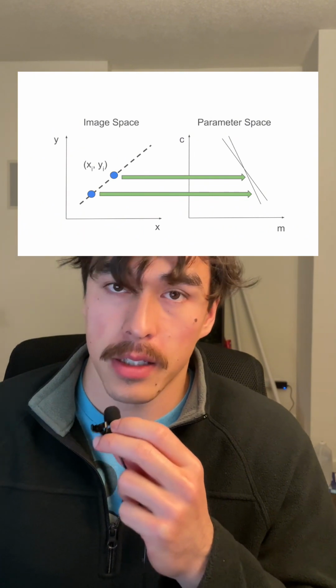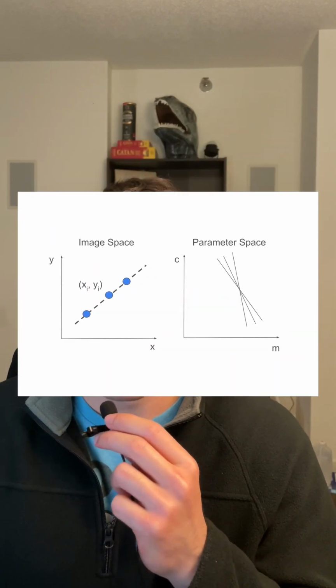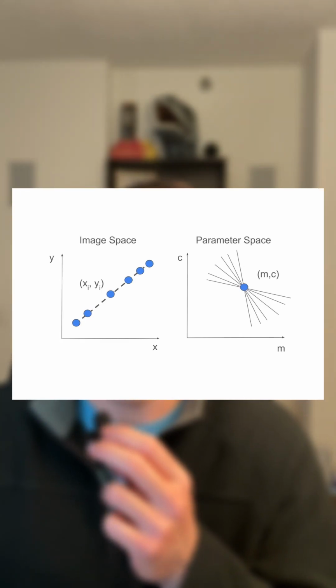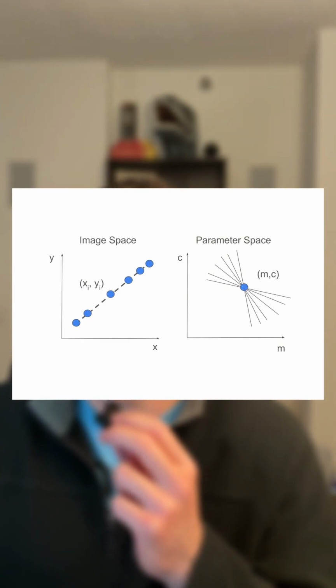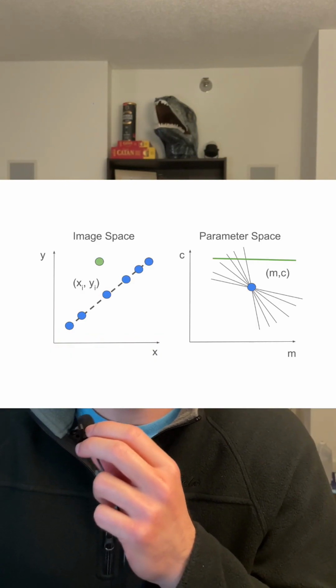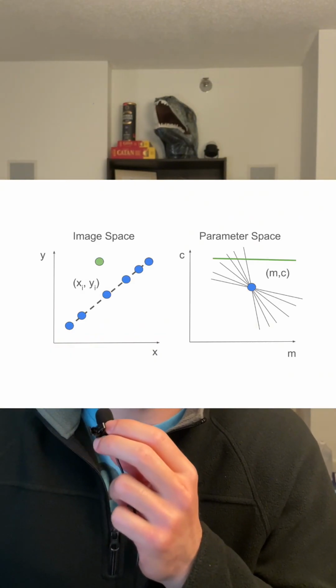We're now going to be repeating this process for each point that's on this line. So all the points will create a line that's crossing at the single point MC in the parameter space. Now this point is the true edge of the line in the image space. Even if we plot another point that's not on this line in the image space, it will plot a line in the parameter space that does not cross this MC point.